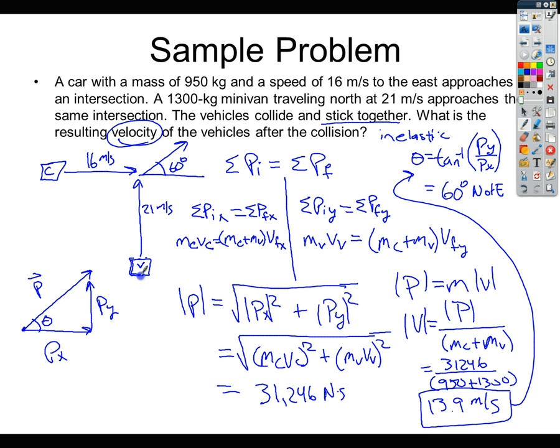That makes sense. The mass of the van is bigger and its speed is higher, so it should push it more in this direction. So your angle is going to look a little more like that, and a little less like the 45-degree angle that I drew. And that is the end of the car crash example problem.